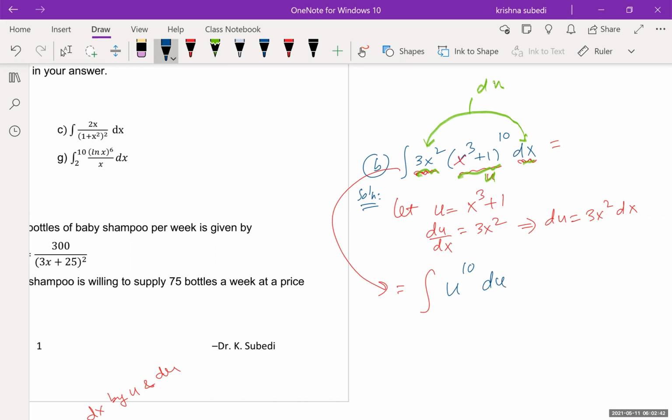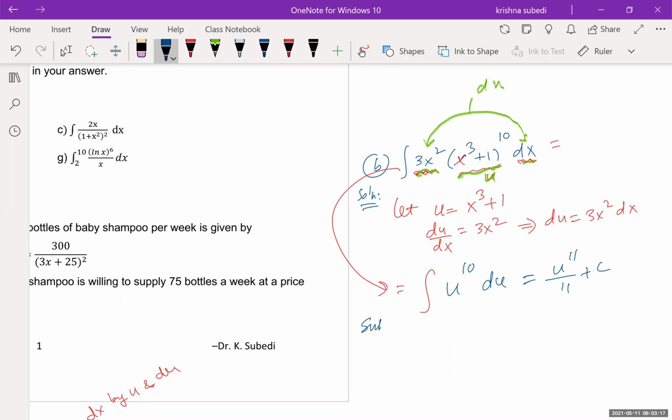Earlier it looked so complicated. Now it looks so simple, right? And you know how to find the integration of this, which is u raised to power 10 plus 1, which is 11, divided by 11 plus c. That's it. Now don't forget to change u back into x, because u is a new variable that you introduced to make your life easy. But the original function is in terms of x. So please do not forget to change it back into the variable that was originally given, okay?